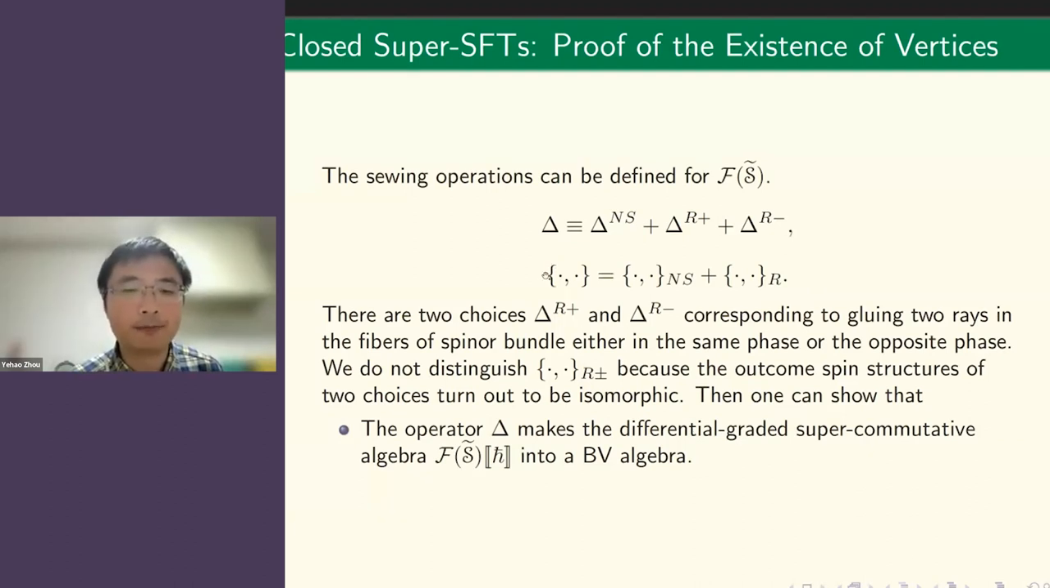And also there's a decomposition of the so-called BV bracket, which is the sewing of two curves. And it also decomposes as the Neveu-Schwarz one and the Ramond ones.